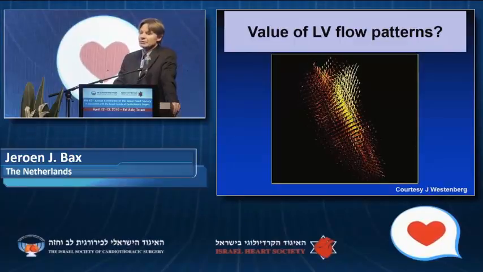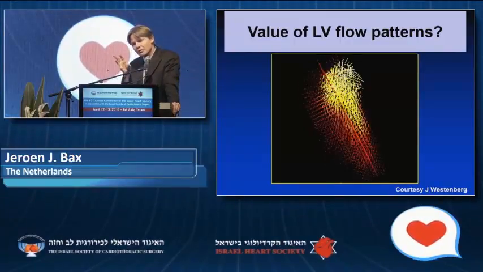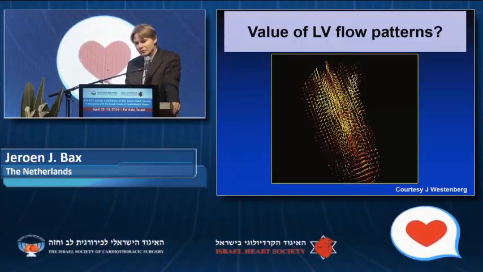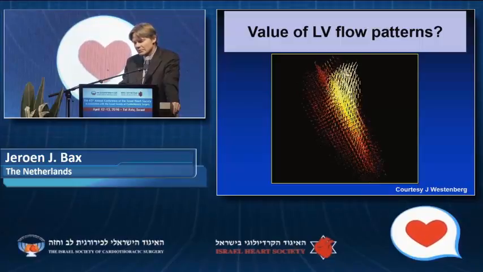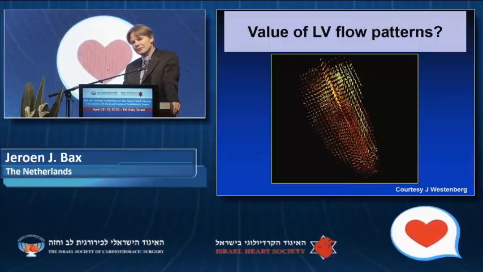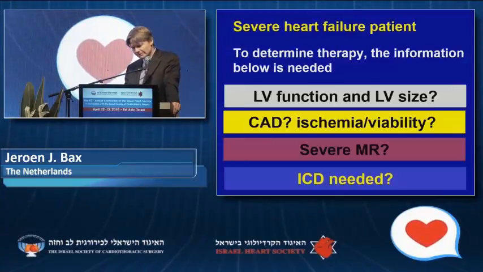In the future, we can also start using these sort of things. These are flow patterns. How does the blood flow in a ventricle? We have applied this in different sorts of diseases with the 4D flow measurements that are nowadays possible. And you get to see a lot of different flow patterns in different diseases. I'm sure that we will use that more in the future.